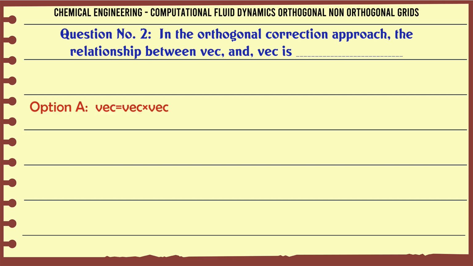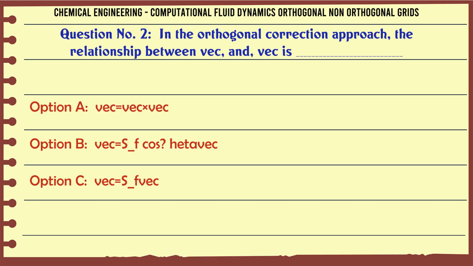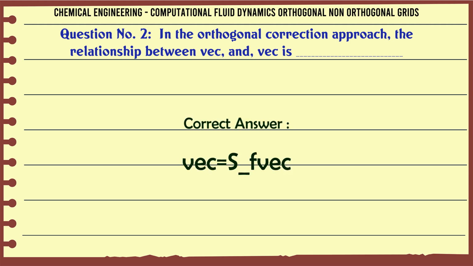In the orthogonal correction approach, the relationship between VEC-EF and VEC-SF is A. VEC-EF VEC-SF VEC-E. B. VEC-EF SF cos theta VEC-E. C. VEC-EF SF VEC-E. D. VEC-EF VEC-SF dot VEC-E. The correct answer is VEC-EF SF VEC-E.